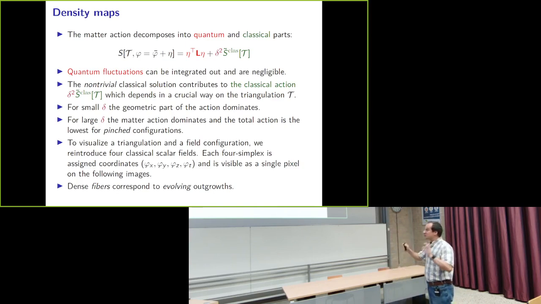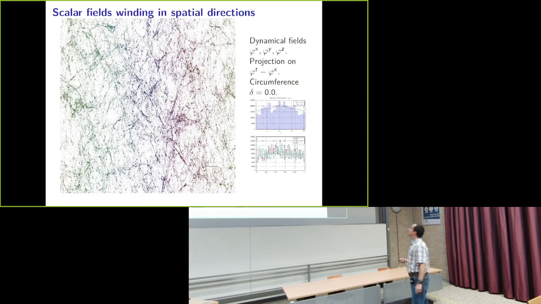And dense regions will form fibers, and they will correspond to evolving outgrowths that I have shown on one of the first slides. So we start with three dynamical scalar fields that wind in the spatial directions. This is a projection only on the phi t field, which we introduce as a classical field only for the purpose of visualization. And on the y-axis, we have phi x. And here the circumference is 0, but you can think of it as a very small circumference. So the field is allowed to fluctuate still. So there is still the effect of quantum fluctuation of the field on the geometry, but this is basically negligible.